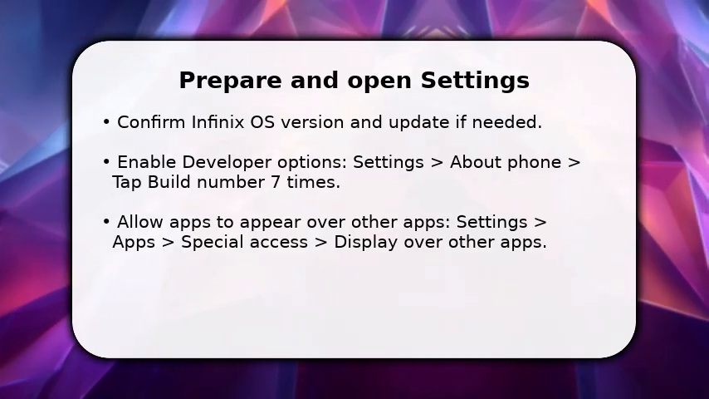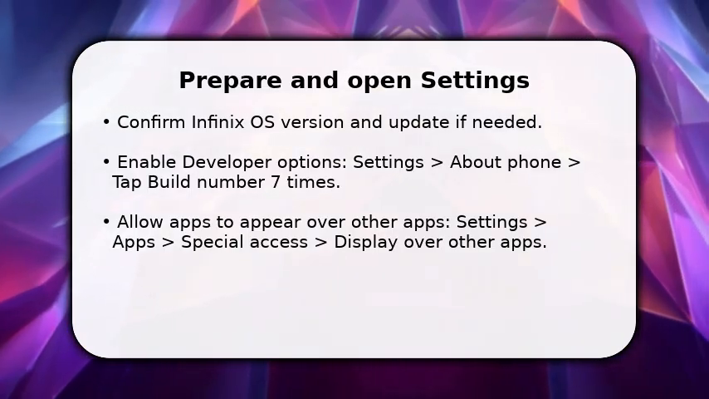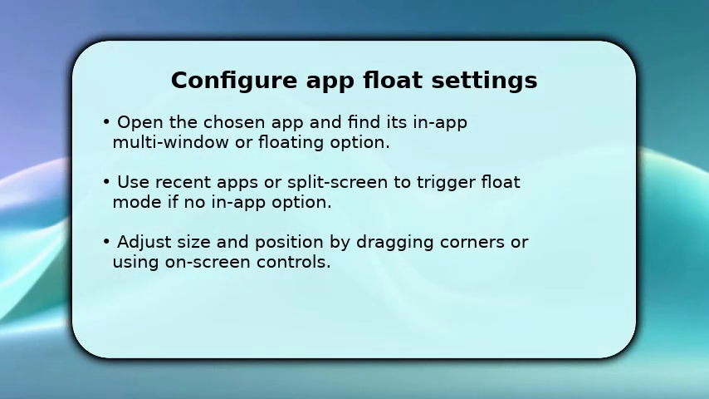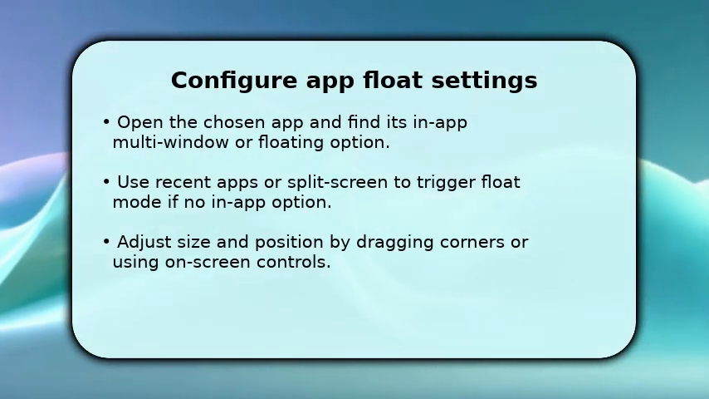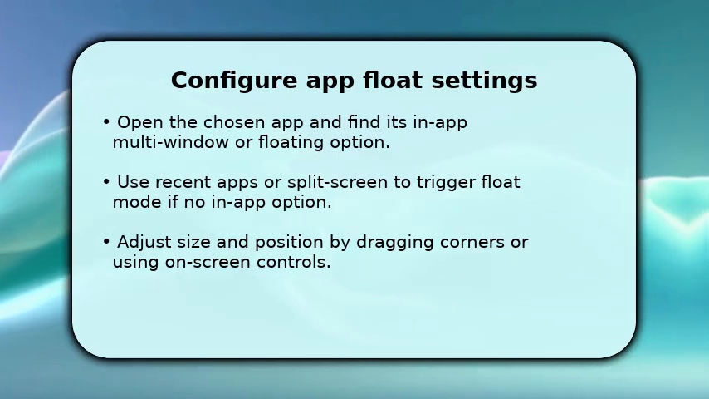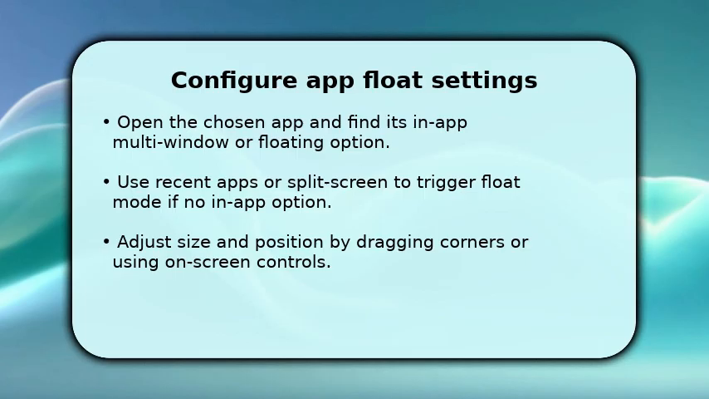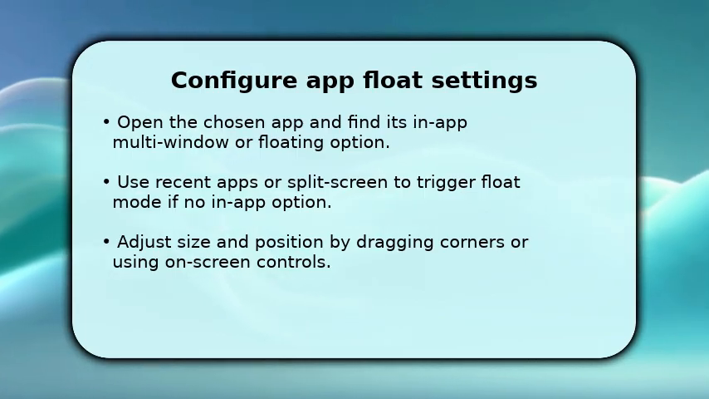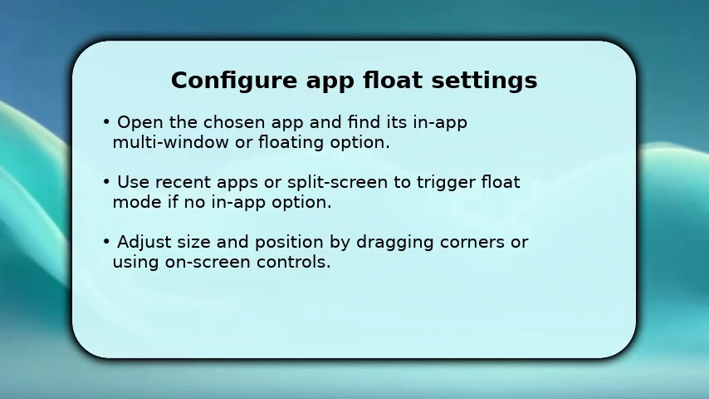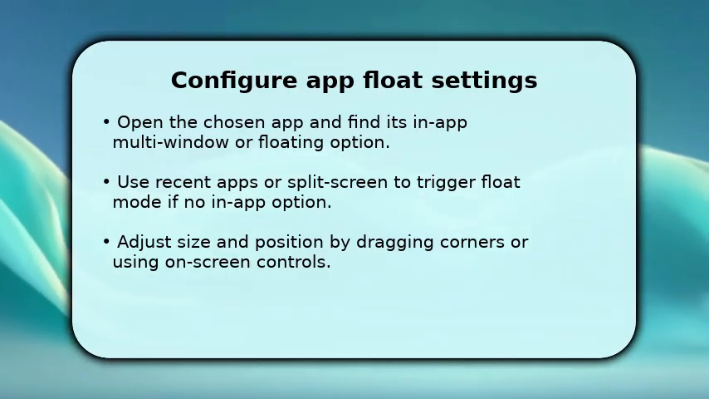in the next step. Now you configure the app itself so it will float. Open the app and look for a multi-window or floating panel option in its menus. Many apps include a float toggle. If not, enter recent apps and try the split screen or pop-up view gesture to convert it into a floating window. Then, drag the window edges to resize and move it where you want. Doing this lets you keep the app accessible while using other apps, which is the whole point of floating windows.